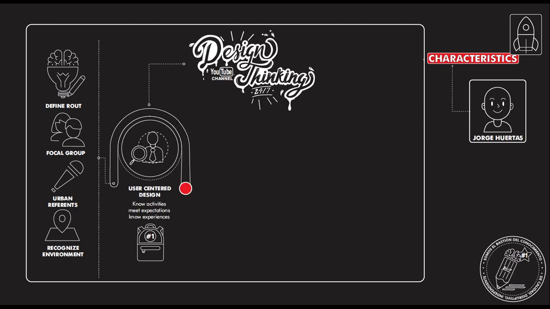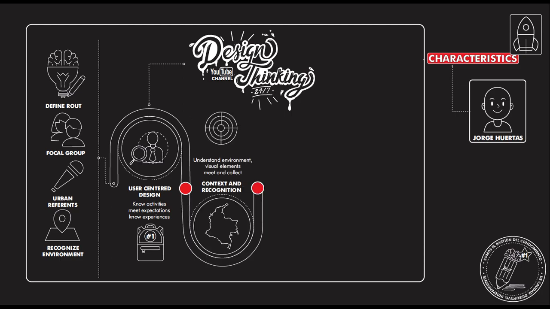So the first thing to keep in mind is that a city and the different components around constructions are user-centered design. So it's very important that we understand which are the activities around, what are the expectations of the people that are living over there, and of course the experiences that they have. For example, if I live in a dangerous neighborhood, I need to understand and realize which are the things that are happening around.